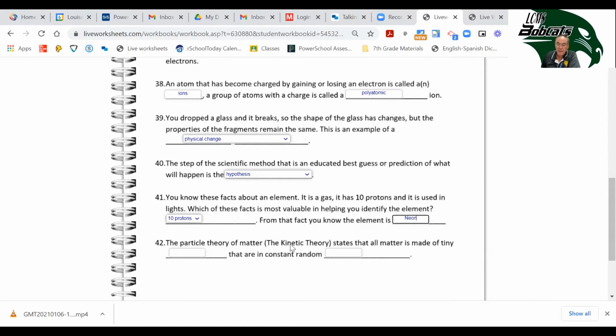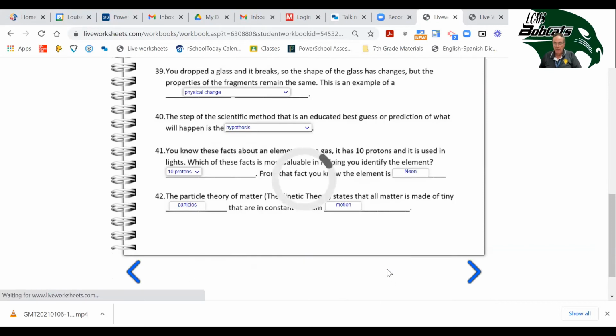Particle theory of matter, which is the kinetic theory, it was unit 2, states that matter is made up of tiny, well, it says particle theory, so it's made up of tiny particles that are in constant random motion. The particles are moving around, and the speed of their motion depends on the temperature.